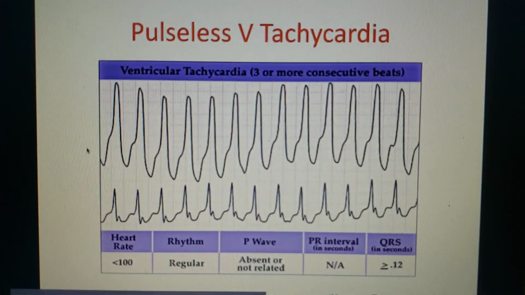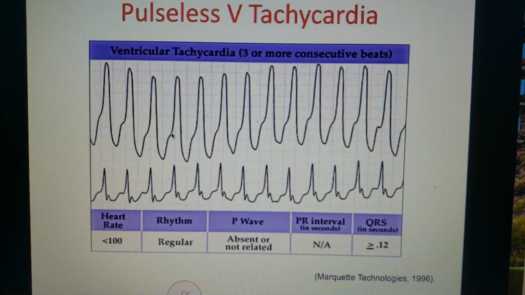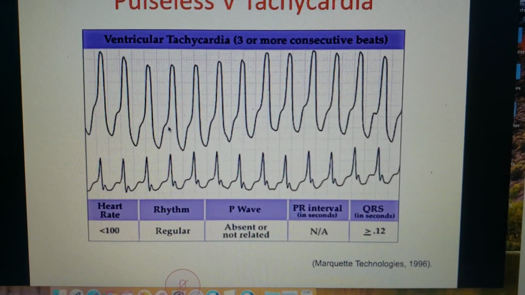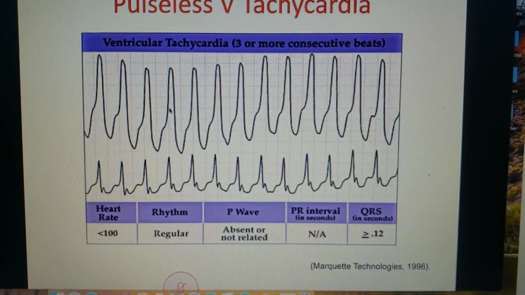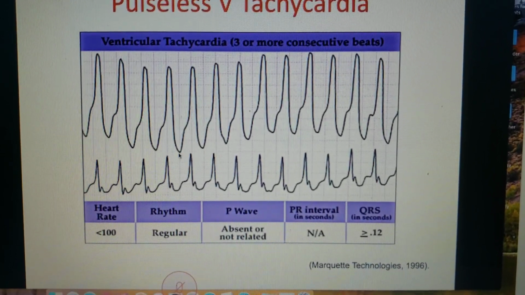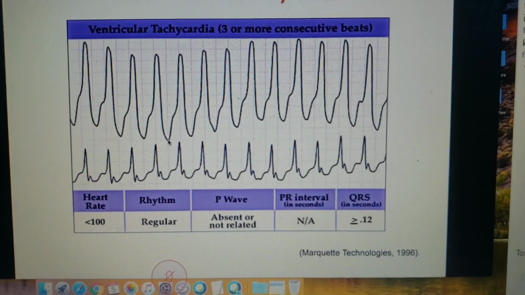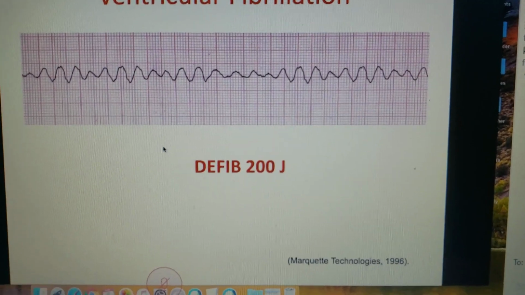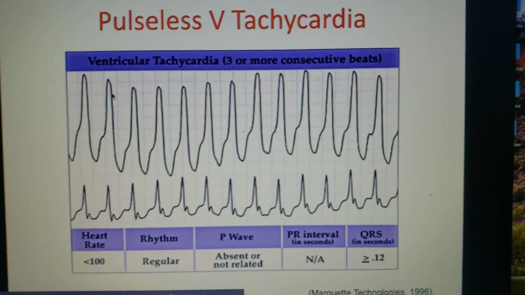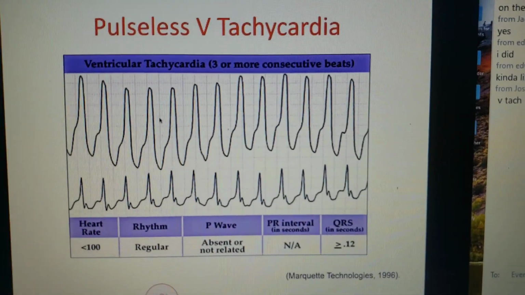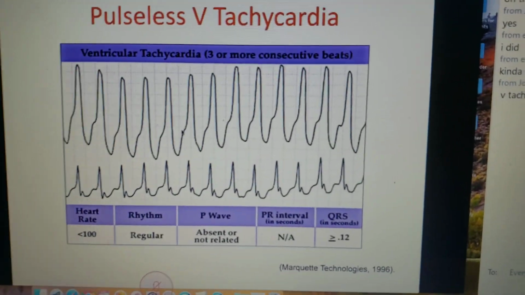This is pulseless VTAC. So remember, we could talk about a run of VTAC, but this is 3 or more consecutive beats, wide complex. So this is a wide QRS complex. We go all the way up to here, all the way down to here. That is a wide complex, more than 0.12. All right. And it's consistent. The rhythm is regular, but you're not seeing P waves.